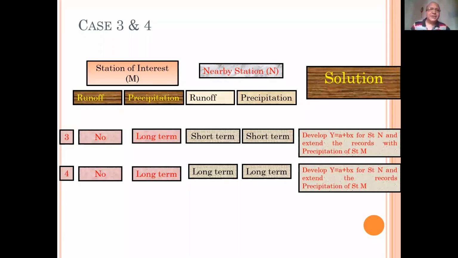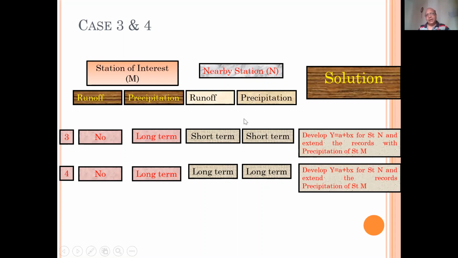sorry for the disturbance. So if we are having data at the site of interest, we are having long-term precipitation, but no runoff data. But at a nearby site we are having either short-term runoff or long-term runoff. Then what we can do? We will develop a similar y is equal to a plus bx type of equation for the nearby site. Here, what is the difference between case 2 and case 3 and 4?